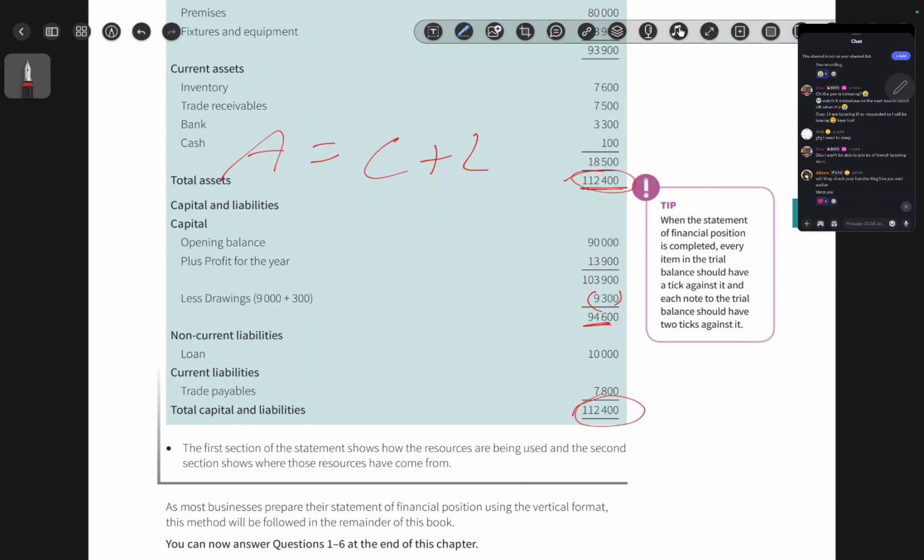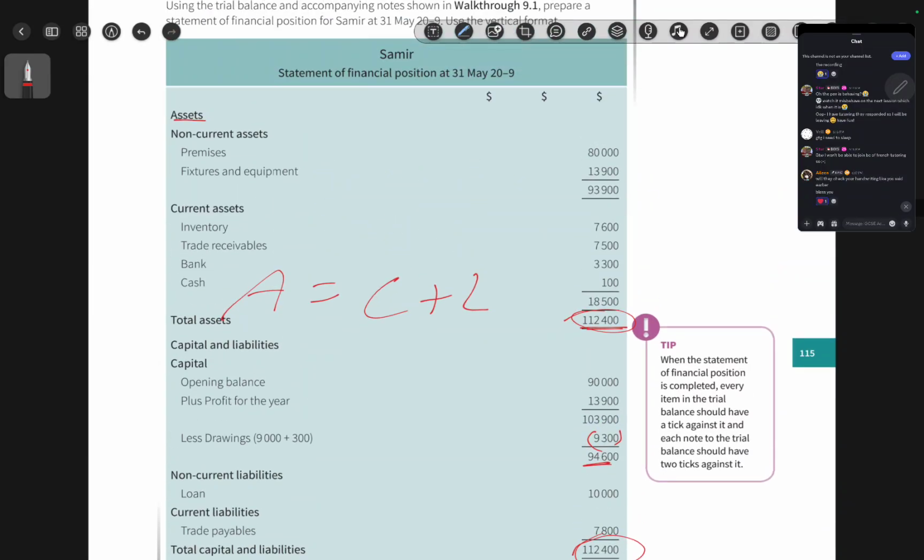Before, they said that liabilities show where resources come from. That's not necessarily true. Here's what happened. You have premises 80,000 and you have fixtures and equipment 13,900. Where did you get them? Maybe you invested the money in the form of capital, or maybe you took a liability, and that's how you got the money for this. So your capital and liabilities, this is what's financing your business. This is where all your money is coming from, and this is where the money is being put to use.